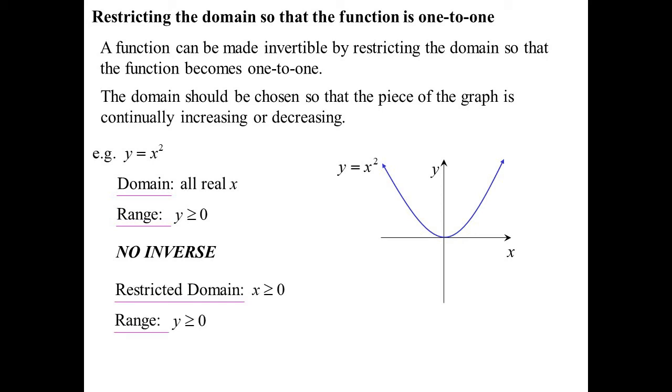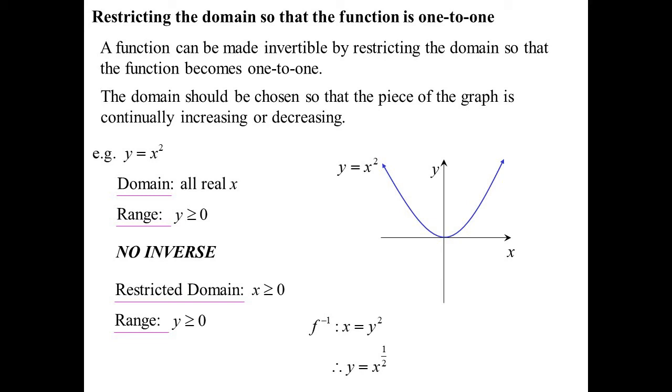Now the range will still be y is greater than or equal to 0. It's not going to change. I still get the same y values. So all right, let's work out what this inverse function is. Swap the x and the y's around. It's y equals x to the power of a half. It's no longer plus or minus the square root of x because we've restricted the domain.